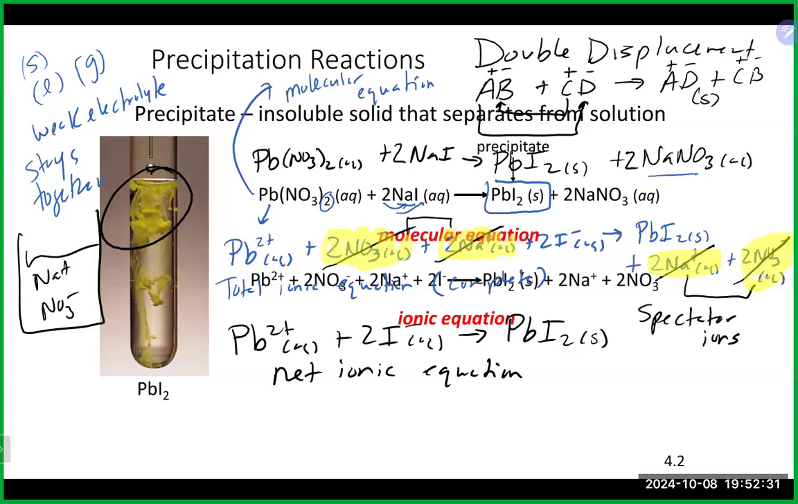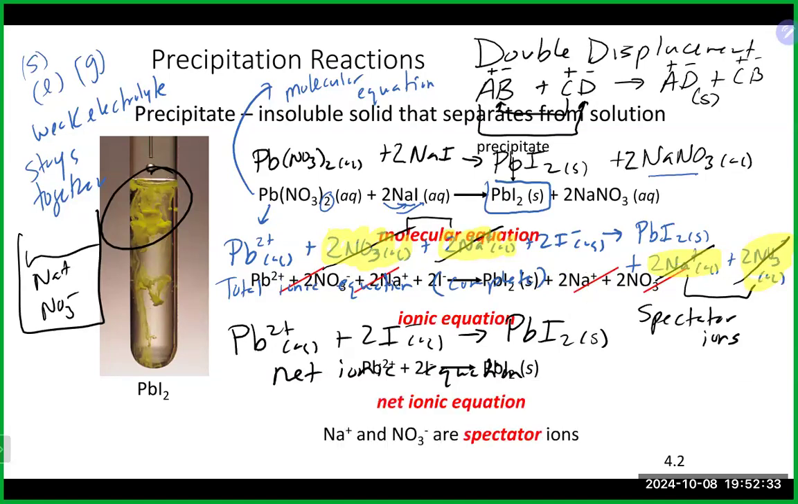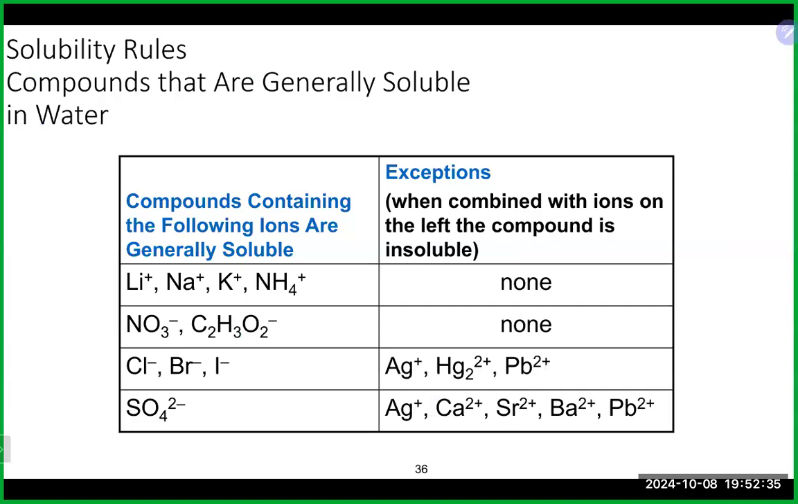So get through this here. There we go. How do we know if we put things together, will we get a solid or will we not get a solid? We could use solubility rules to help us determine whether or not we would expect, when we put 2 ions together, for example, that we should get a solid.